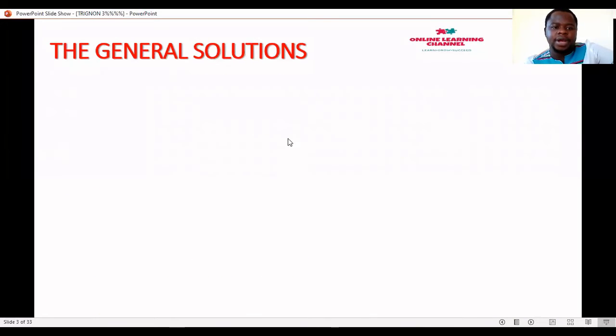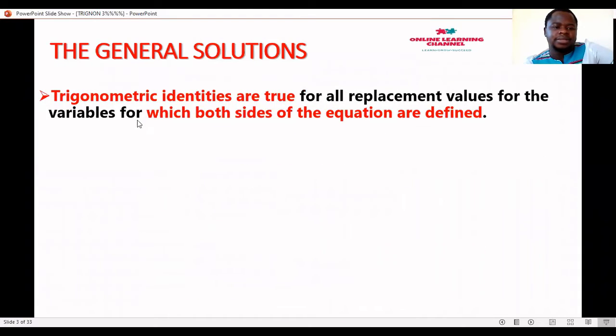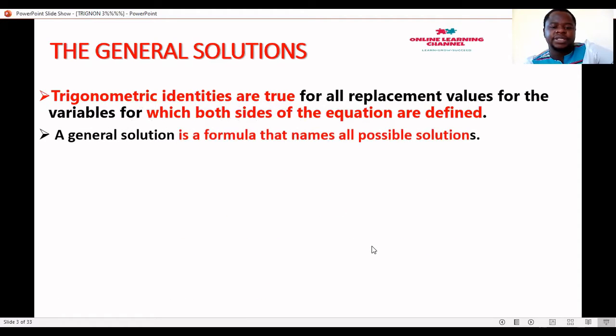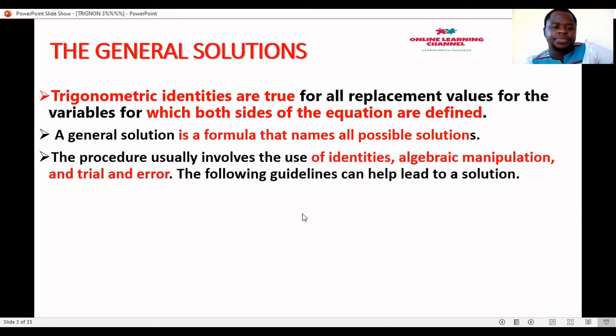So now, trigonometry identities are true for all the replacement values for the variable for which both sides of the equation are defined. So the general solution is a formula that names all possible solutions. The procedure usually involves the use of identities, algebraic manipulation, and trial and error. The following guideline can help lead to a solution.